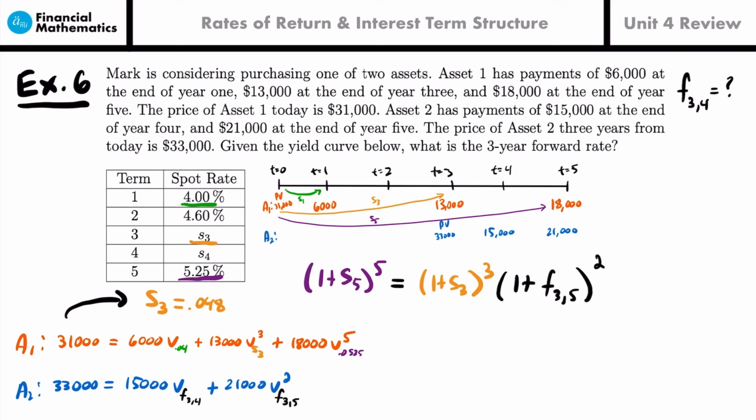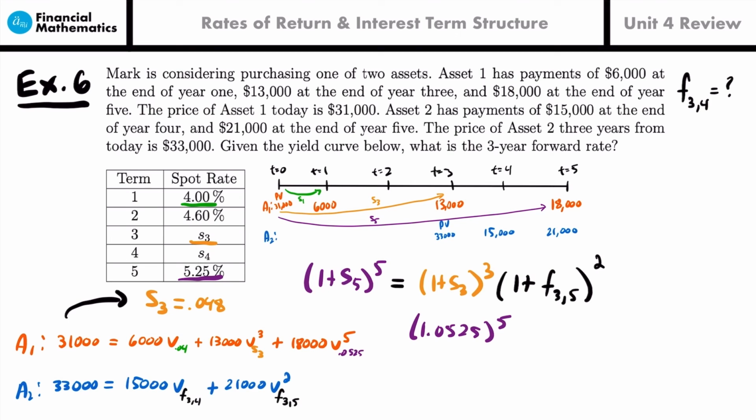Okay, once again, what this is saying is that if you took an investment of $1 and accumulated it for 5 years using S sub 5, that would take it from time 0 to time 5, that would be the same as taking that $1 and accumulating it for 3 years from time 0 to time 3 using S sub 3, and then for an additional 2 years to time 5 using this forward rate from year 3 to year 5.